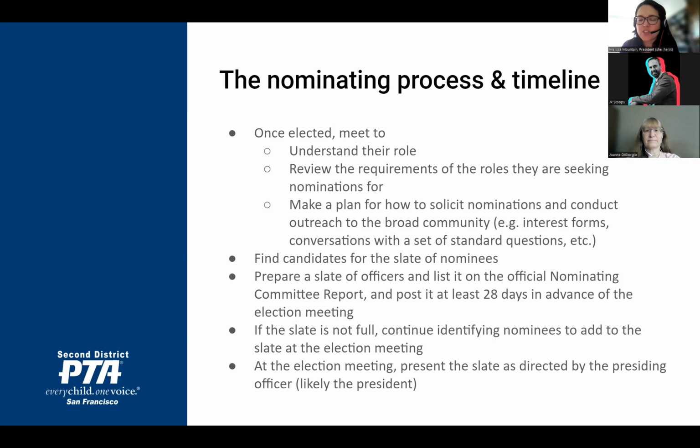If you have a change in that slate, either an addition or even a change altogether, maybe someone is now leaving the school, doesn't want to do that role anymore, or can't fulfill it, whatever the reason, you can change that slate right up until the election. At the election, you just present a revised slate.